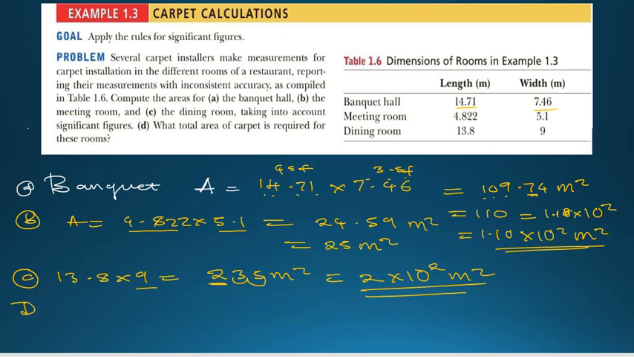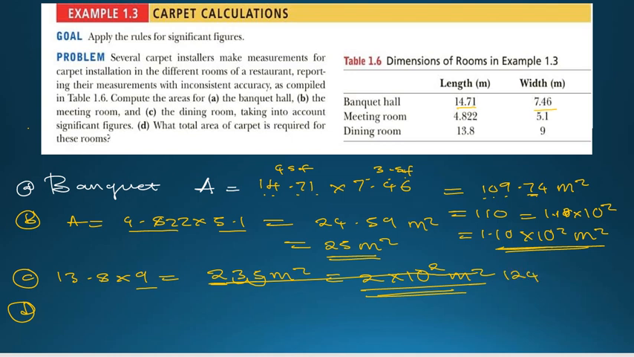What about D? D is to find the total area of carpet that is required for these rooms. So we're going to add this, this, and this. Okay, and adding this, guys, is giving, wait, okay, so multiplying this and this is giving 124. Pardon, it's giving me 124.